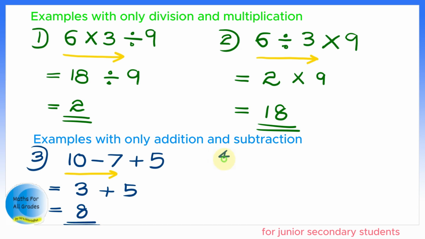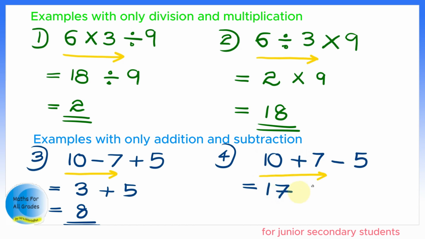Now let's use the same whole numbers 10, 7 and 5 and switch the operations this time. Now the question is 10 plus 7 minus 5. We start from left to right. 10 plus 7 equals 17, minus 5. 17 minus 5 equals 12.